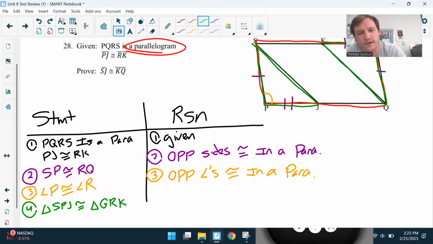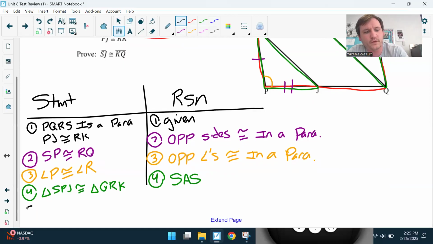Triangle QRK. All right, I know that from the side angle side theorem. There's a unit 4 throwback, right? So it's really going to pay to remember all that older stuff. All right, and then from here, we automatically know what the next reason is going to be, right?